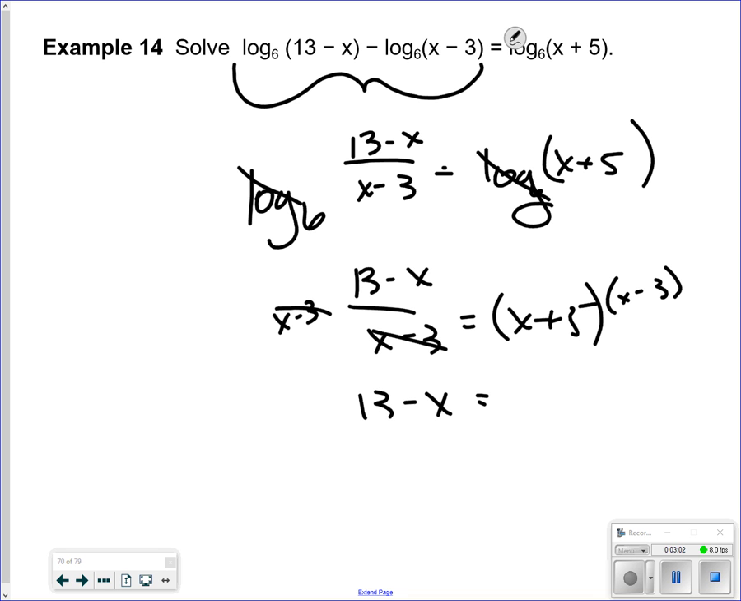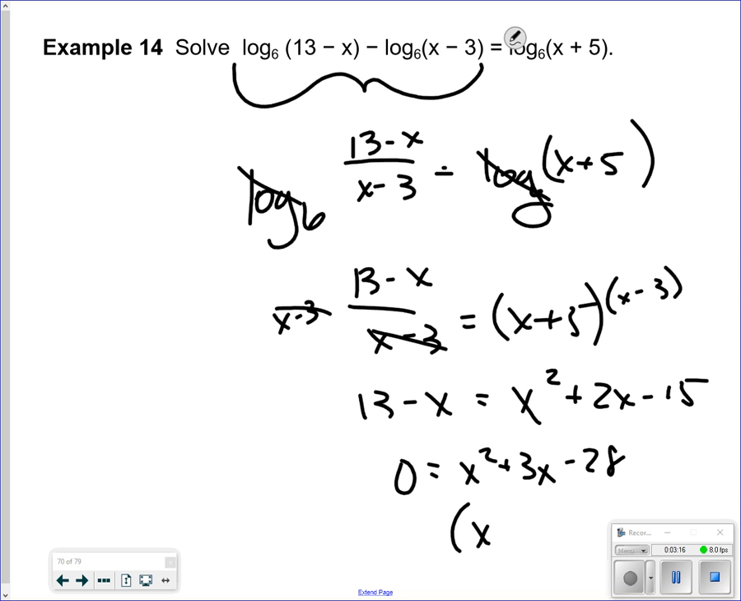So when I take x plus 5 times x minus 3, I'm going to need to FOIL. Now I want everything to equal 0, so I'm going to add x, and I'm going to subtract 13. And now I'm going to factor, x plus 7, x minus 4. So x equals negative 7 and x equals positive 4.